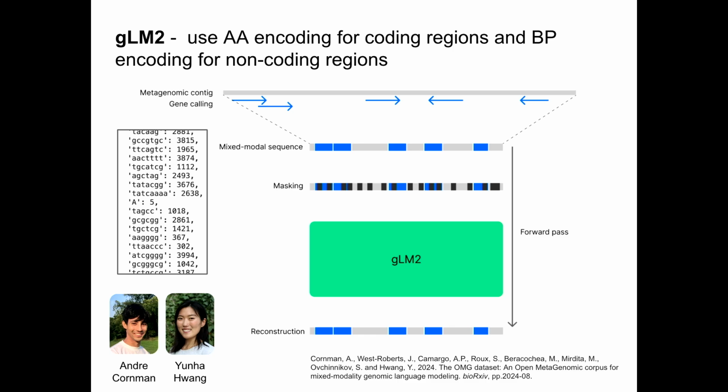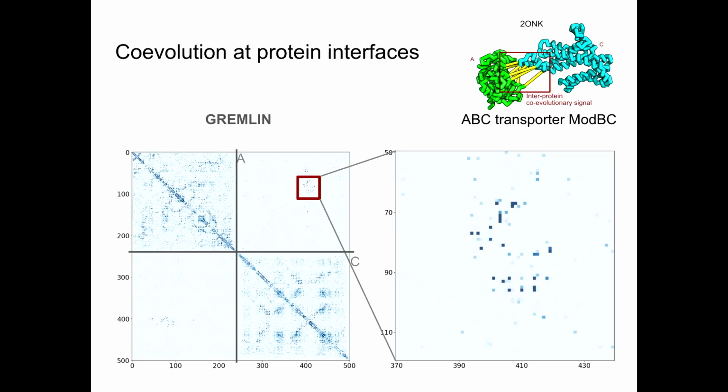Maybe another way we could have done this is to encode the 64 codon tokens. That could have been a better way to do it. But in this case, we encode every codon to an amino acid token. When you do that, and then analyze, for example, protein-protein interactions, in this case one protein, an ABC transporter, interacting with another protein, if you run these through Gremlin, we get contacts. That's not too surprising. These things are co-evolving with each other.